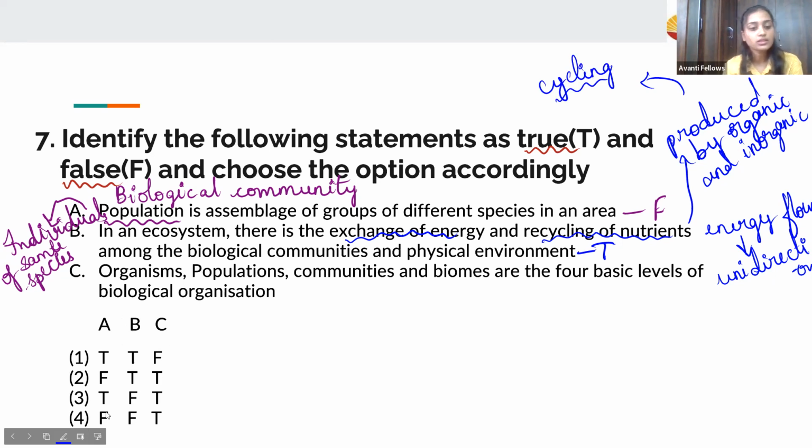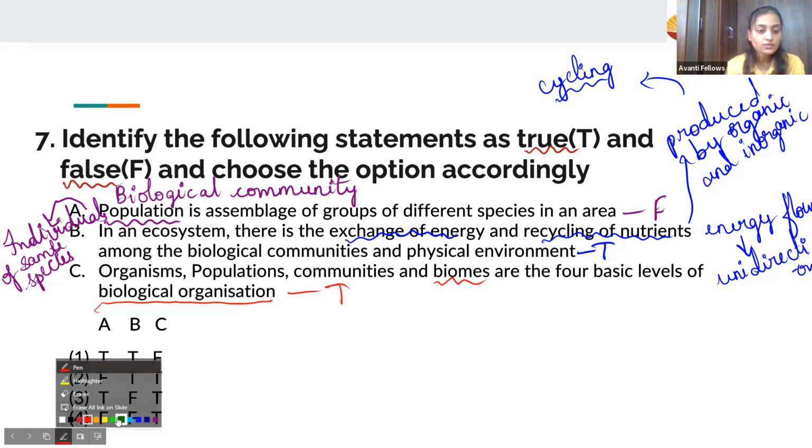Yes. So the third statement says that organism, population, communities, and biomes are the four basic levels of biological organization. Yes, obviously these four are the basic levels of biological organization. So the first statement is false, the second statement is true, and the third statement is also true. So the right option is option 2.